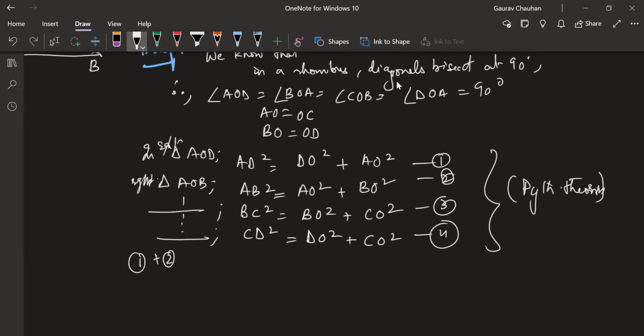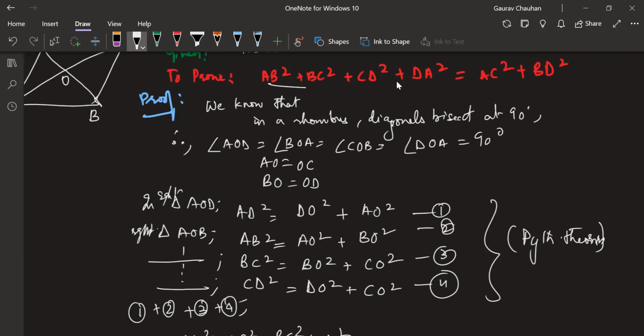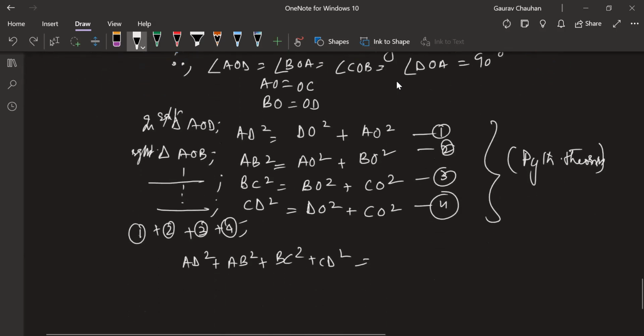1 plus 2 plus 3 plus 4. That gives me AD square plus AB square plus BC square plus CD square. It will need rearranging if you want to write in the same order, but that's not essential. We know addition is commutative. So what do I get on the right hand side?